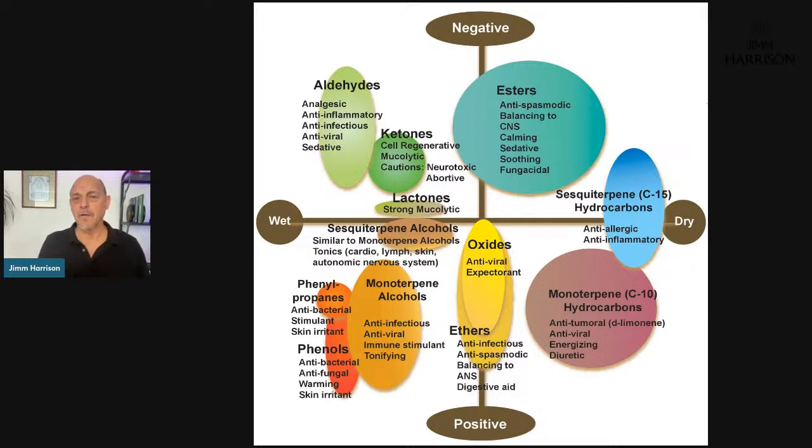Verbenone is a ketone and a cell regenerative ketone. Now, I'm giving you a name, rosemary verbenone, and it's actually rosemary CT verbenone or rosemary chemotype verbenone or rosemary verbenone type. These are all the different ways you may see that phrased. And what all of that means is that it's rosemary essential oil from the plant Rosmarinus officinalis.